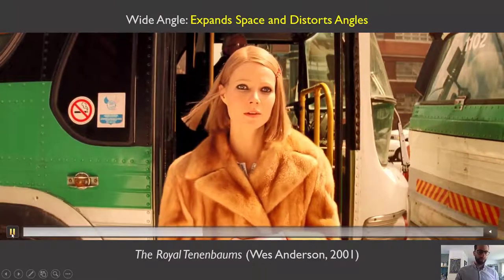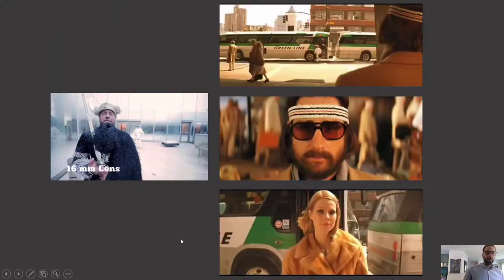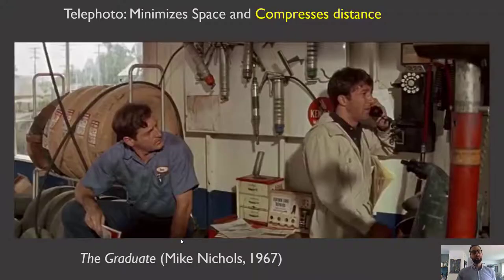So I think that's enough for us there. So once again, this is a wide angle composition. Not all of the images in a Wes Anderson film are wide angle, but a lot of them are, especially those that give us a nice big picture of an open space.